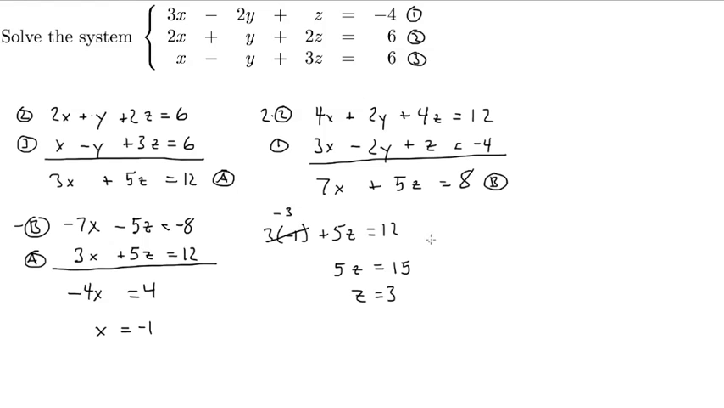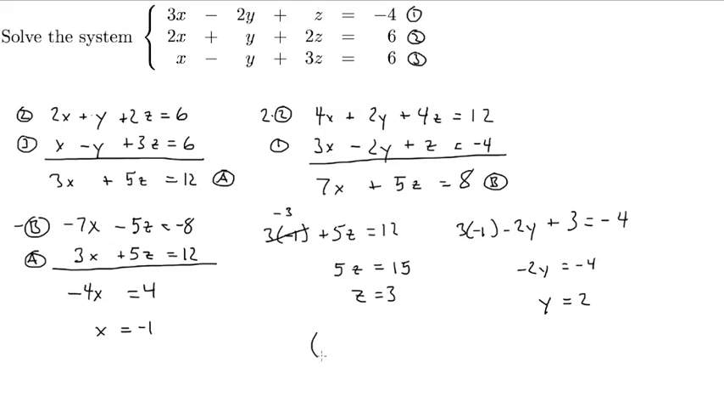To find my y, you guessed it, I'm going to take my x value, my z value, plug it into one of these 3 guys up here. Once again, it doesn't matter which one. I usually take the one that comes to me first, so I'll go with equation 1. So 3 times negative 1 minus 2y plus z, so 3, equals negative 4. So negative 3 plus 3, hey, that's lucky, they cancel out. So I have negative 2y equals negative 4. Divide by negative 2, y equals positive 2.